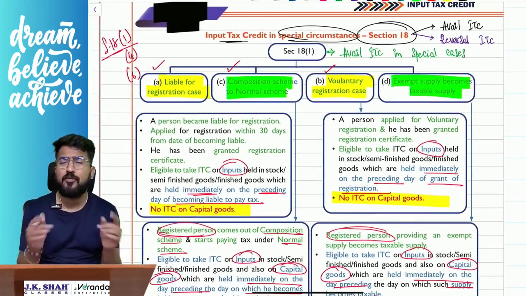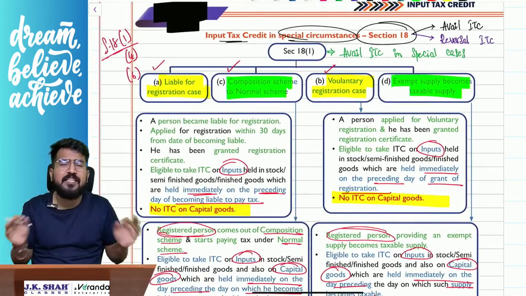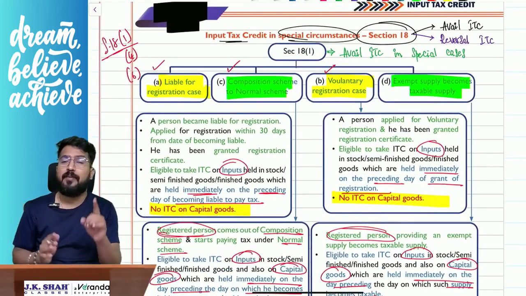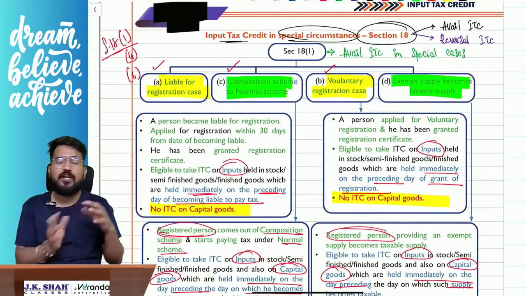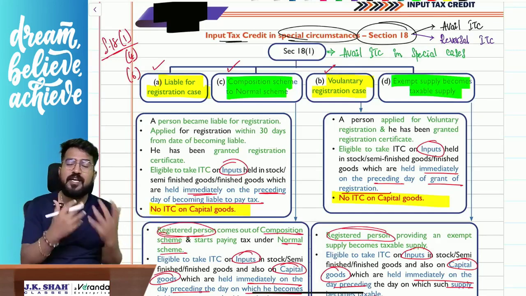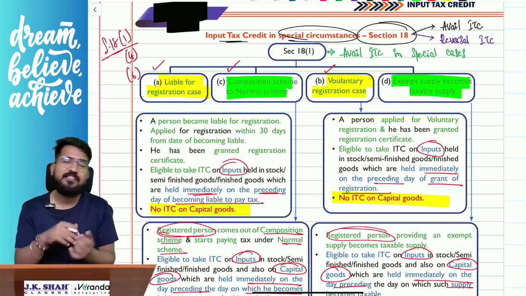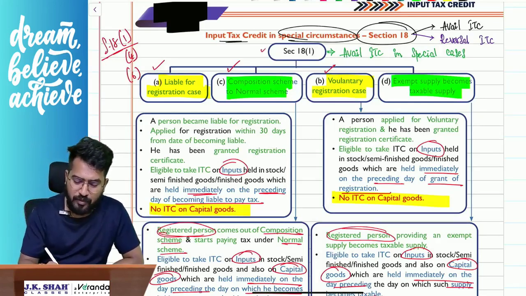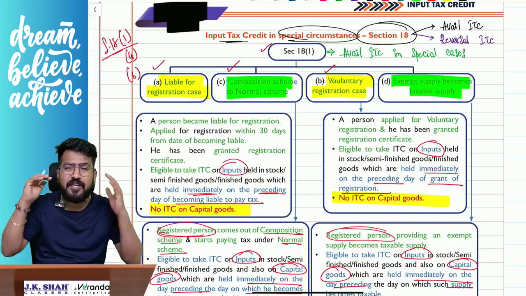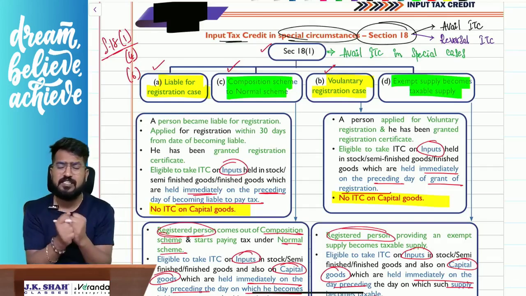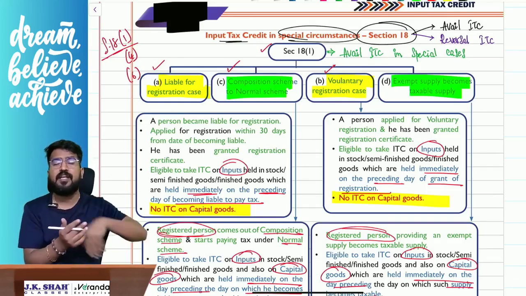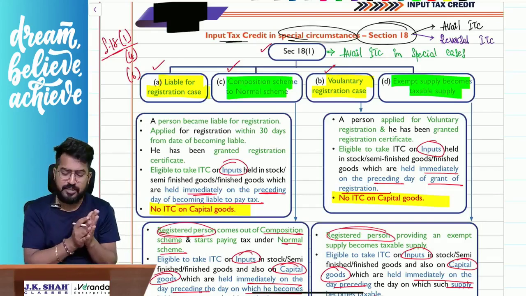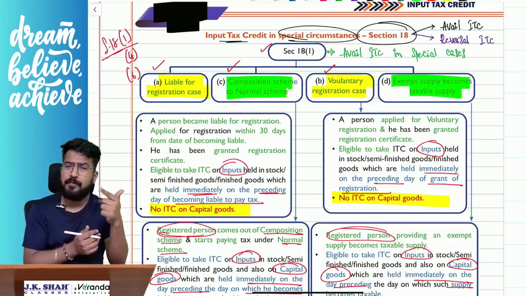Section 18 is dealing with ITC in special circumstances. I'm talking that dealing with ITC, it is not only availing ITC or reversal of ITC. So both are there in section 18. You can avail ITC as well as you can reverse ITC. So first of all, section 18 subsection 1 we are going through. Section 18 subsection 1 is talking about availing ITC in special cases. What are the special cases where you can avail ITC as per section 18 subsection 1? So there are 4 cases, clause A, B, C, D.